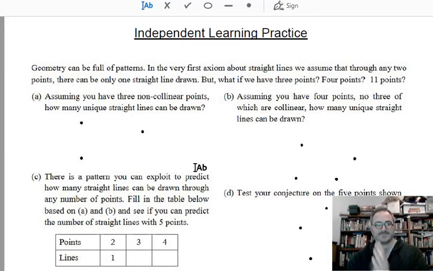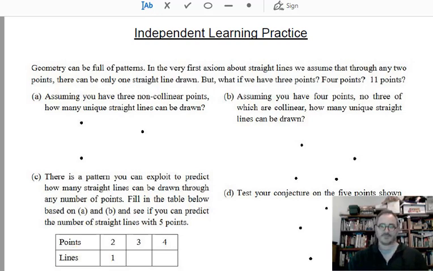All right, homework time. Geometry is full of patterns, and the very first axiom about straight lines we assume is that through any 2 points, there can only be one straight line drawn. Between any 2 given points, there's only one line that can be drawn. What if we have 3 points? What if we have 4 points, 11 points? Assuming you have 3 non-collinear points, how many unique straight lines can you draw?